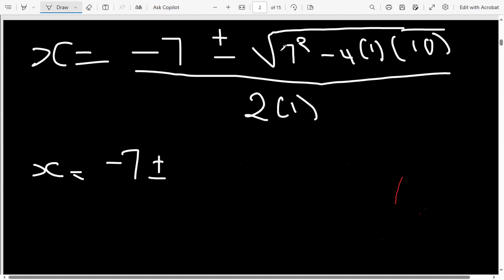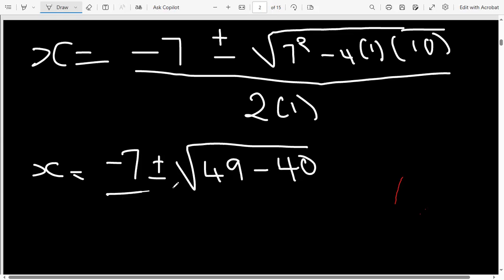So what is 7 squared? Okay, so 7 squared is 49. So you're going to put your 49 there, minus, what is -4 multiplied by 1? That's -4. Then that -4 multiplied by 10 will be what? 40. And then we are dividing all this by 2.